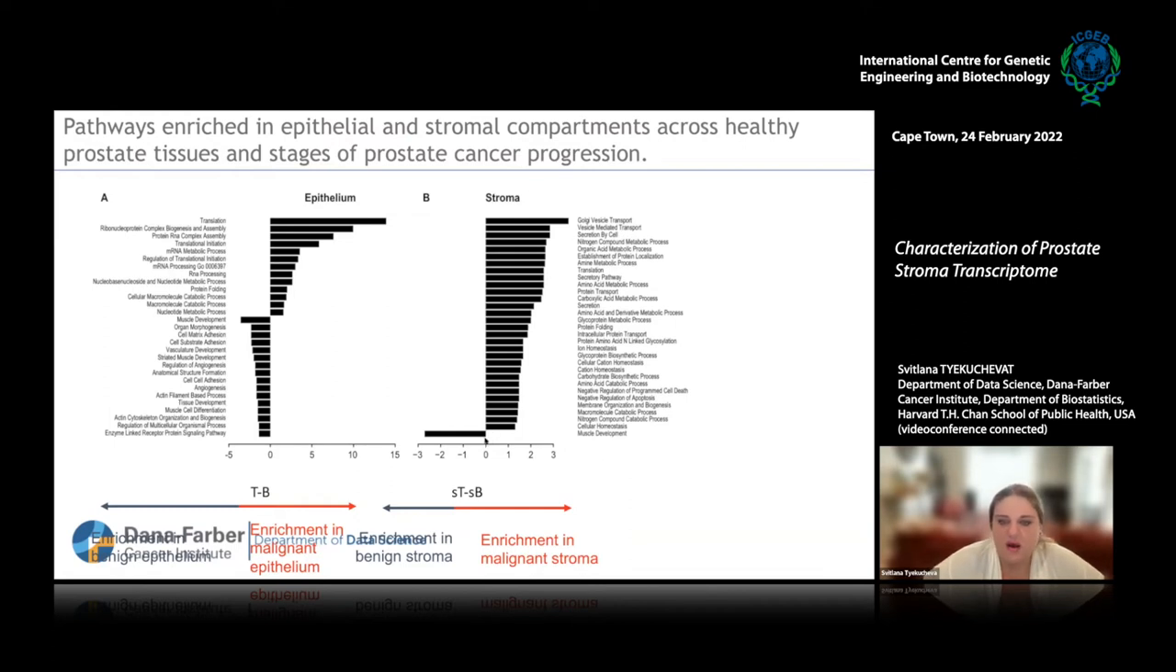In the stroma, we have only muscle development that is lost, and it's more prominent in benign stroma. This is because the stroma surrounding a tumor, as I said, acquires more fibroblasts, so it loses its smooth muscle itself. And these are the upregulated pathways in the malignant stroma: protein folding, Golgi vesicle transport, cell secretion, different metabolic processes, and so on.